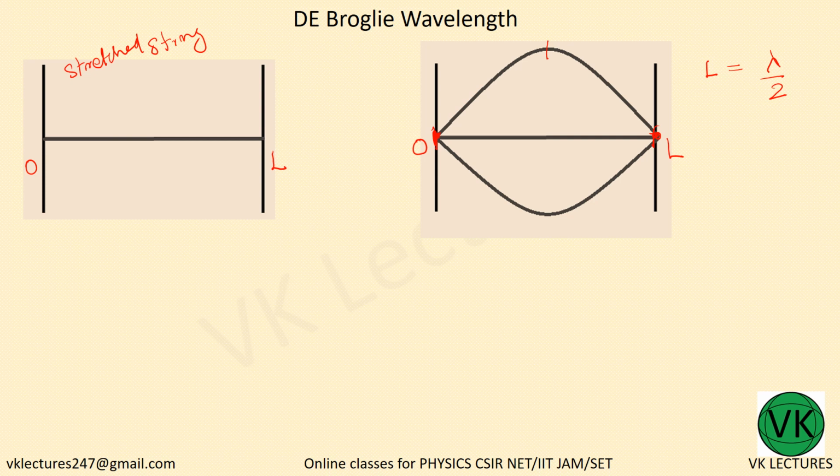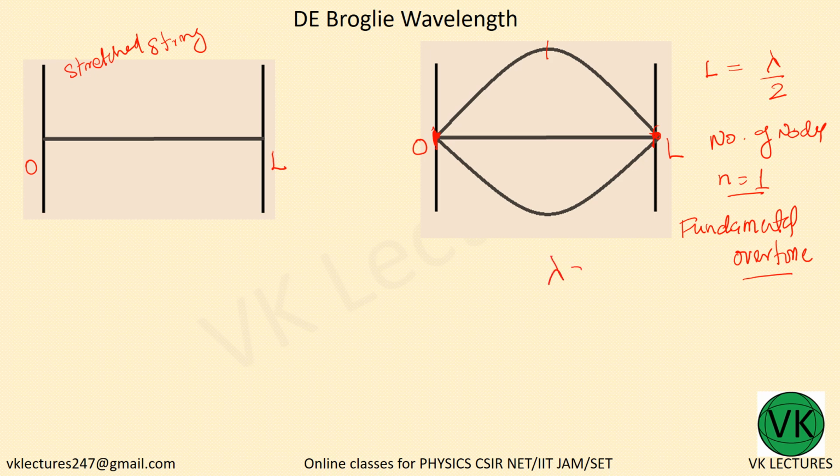So it is having number of nodes n equal to 1. Since n equal to 1, it is called the fundamental overtone. Now to find the wavelength produced by a fundamental overtone, the formula is lambda is equal to 2 times L divided by n, where n is the number of nodes. Here n equal to 1, so lambda is equal to 2L.